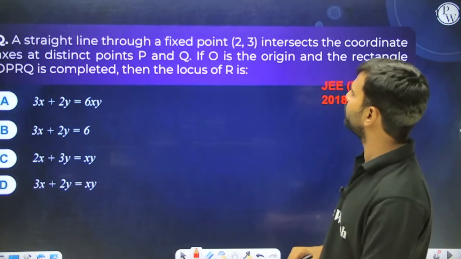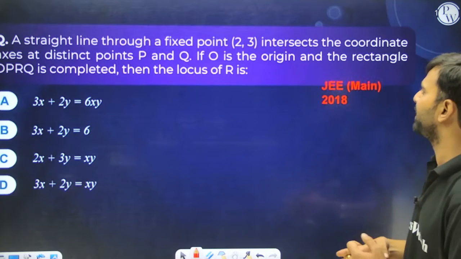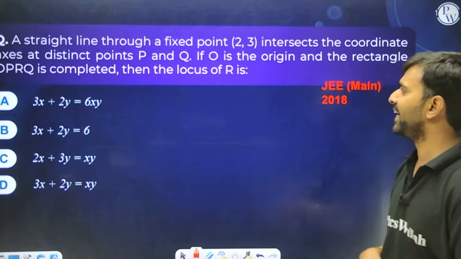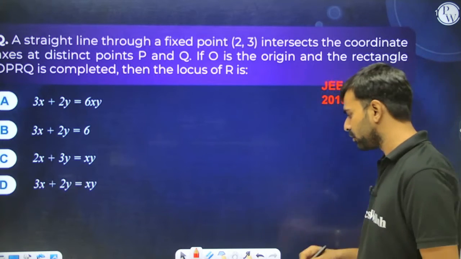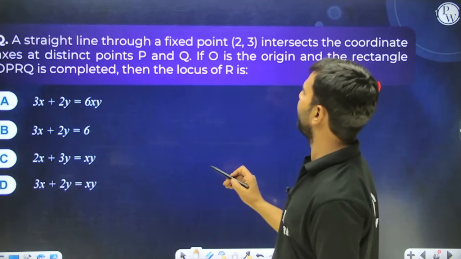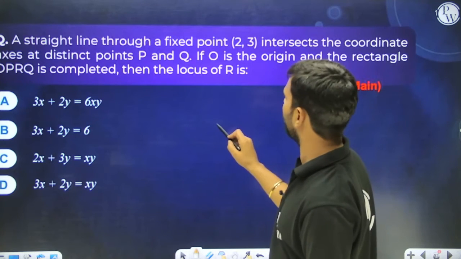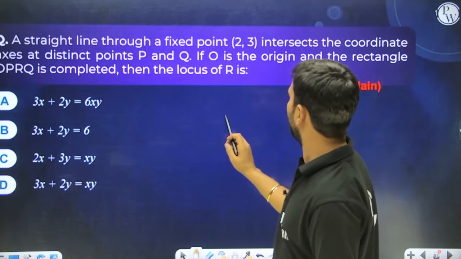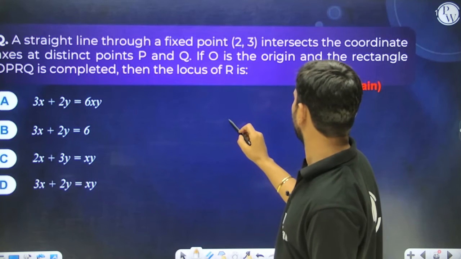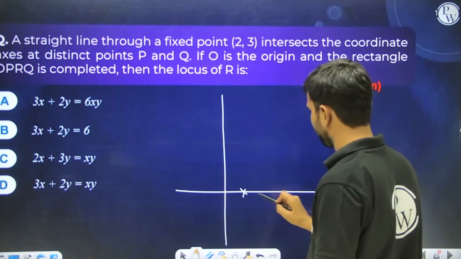A straight line through a fixed point 2, 3 intersects the coordinate axes at distinct points P and Q. If O is the origin and the rectangle OPRQ is completed, then the locus of R is going to be what? Alright, let's talk about this question. A straight line through a fixed point 2, 3 intersects the coordinate axes at this and this. If O is the origin, alright. Now from 2, 3 will be somewhere over here.